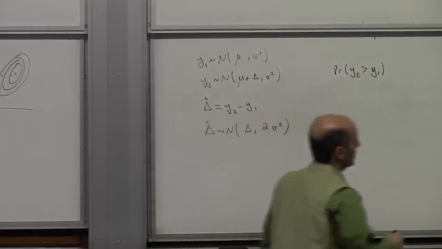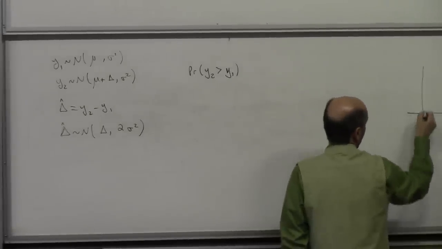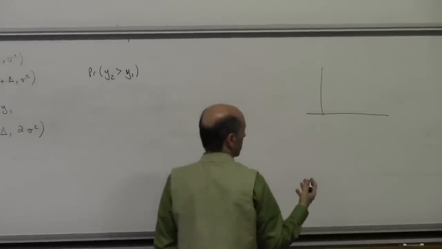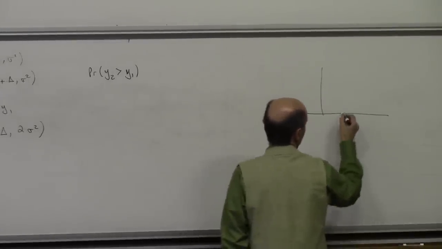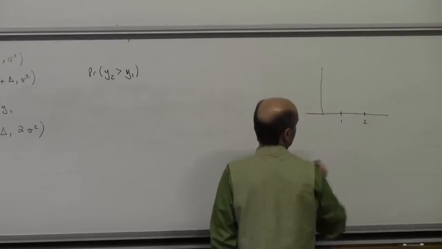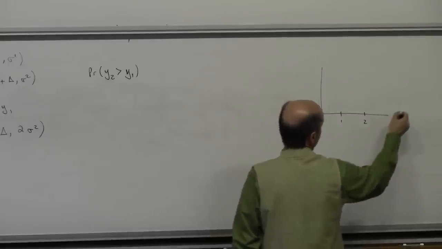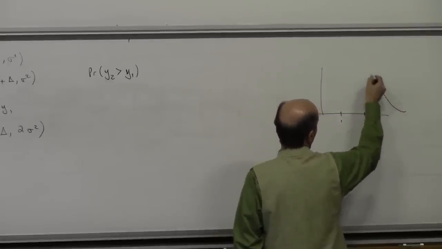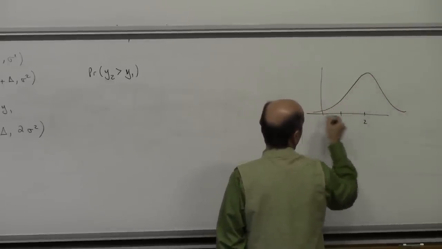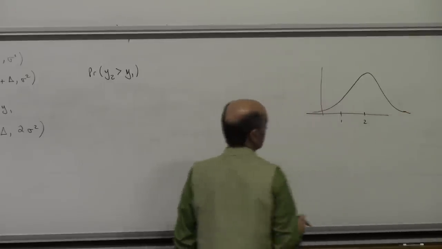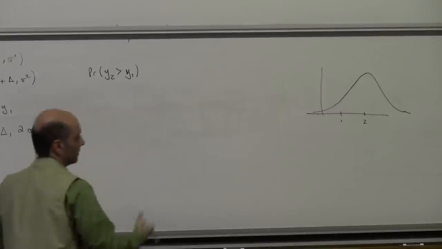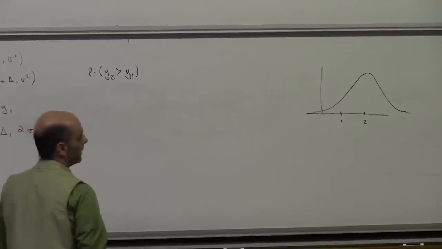Let's see if we can figure this out. Suppose that delta is 2 centimeters. So this is 1 centimeter, this is 2 centimeters. So the second object is 2 centimeters bigger. And you have this Gaussian here now that's going to be centered on 2 centimeters. So you're going to be able to estimate that the second object was bigger than the first one.